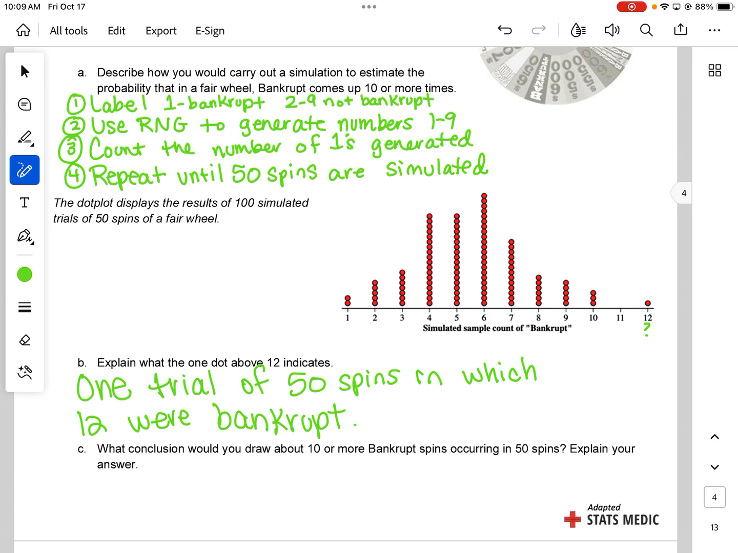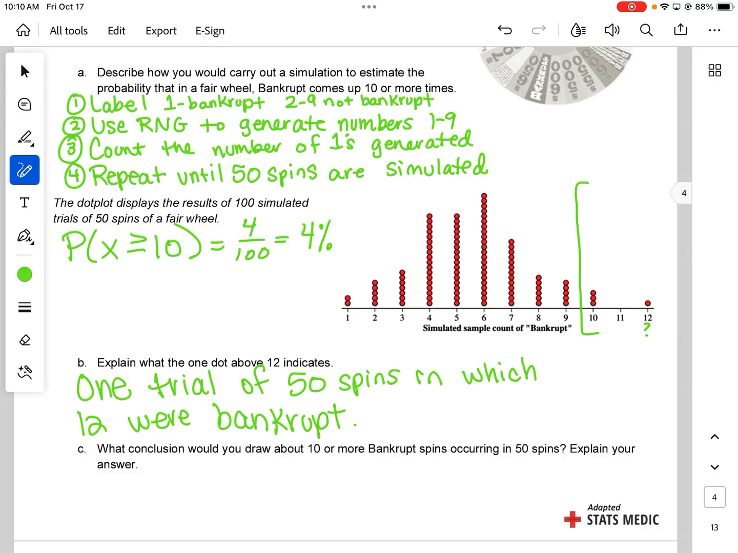It says, what conclusion would you draw about 10 or more bankrupt spins occurring in 50 spins? So let's draw a line on our dot plot at the 10 or more. And we are going to write this as the probability that x is greater than or equal to 10. For our 100 trials, how many were 10 or more? 4 out of the 100. What percent of the time did they get that? 4%.